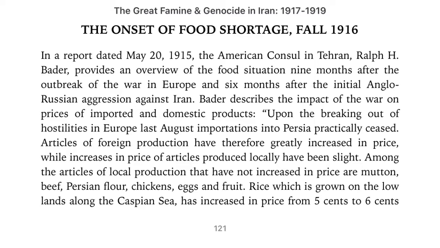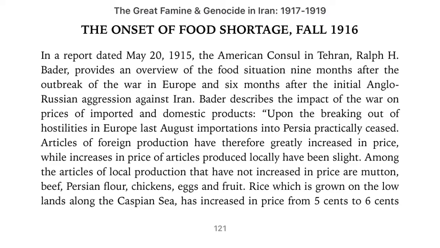"Upon the breaking out of the hostilities in Europe, last August, importations into Persia practically ceased. Articles of foreign production have therefore greatly increased in price, while increases in price of articles produced locally have been slight. Among the articles of local production that have not increased in price are mutton, beef, Persian flour, chickens, eggs, and fruit. Rice, which is grown on the lowlands along the Caspian Sea, has increased in price from 5 cents to 6 cents."